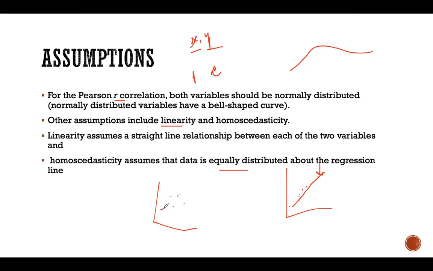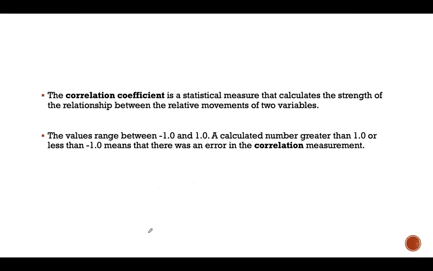So if you're drawing a line, it should basically have an equal number of points above and below it. Okay, and so that is our assumption as well. It should be equally distributed above and below the regression line. The exact equation of this line, we will learn how to find out in regression analysis, right?